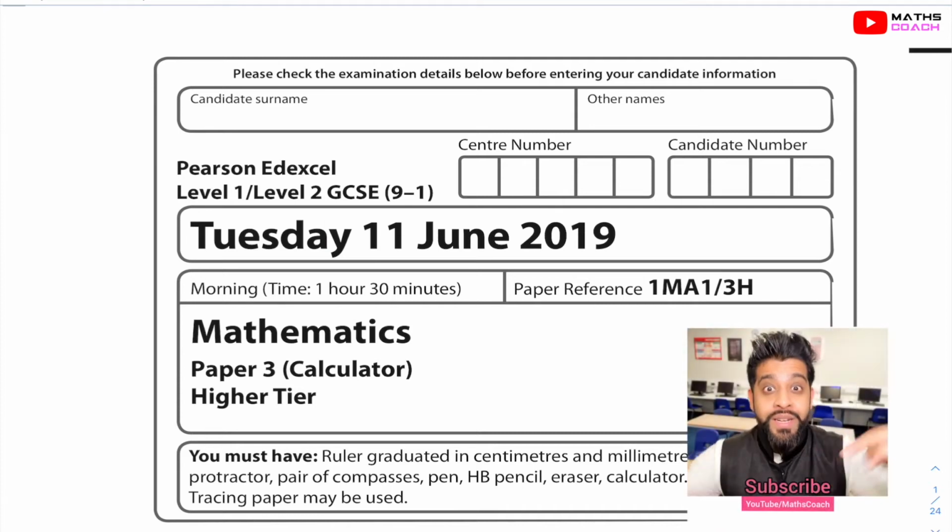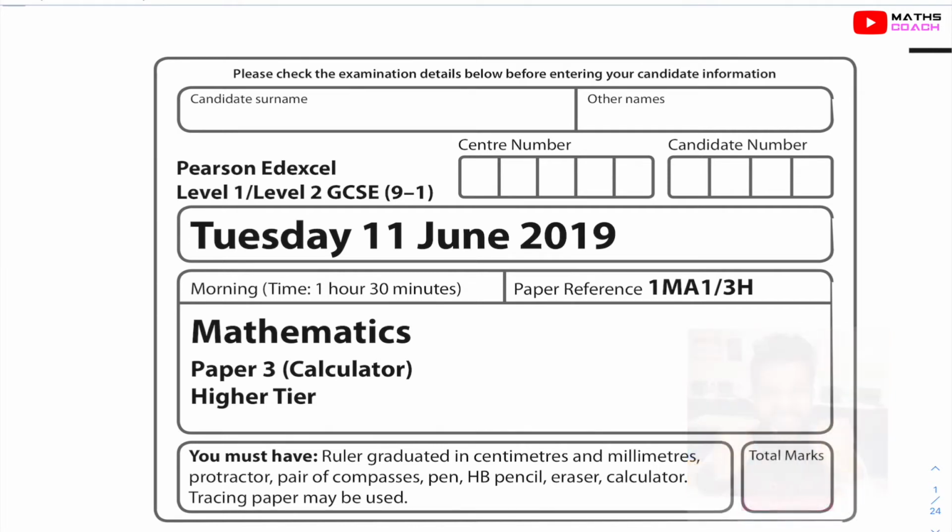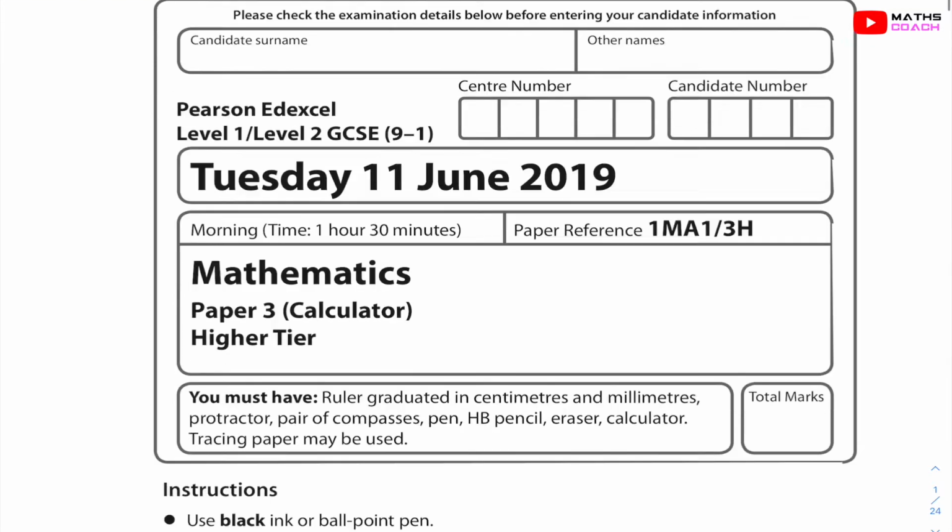Hello everyone, in this lesson we are going to go through the June 2019 paper 3H for the higher tier. We are going to go through every single question, so make sure you write down good notes. Let's get straight into it.